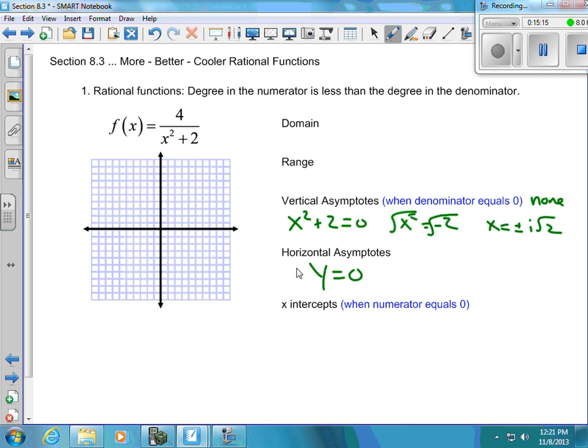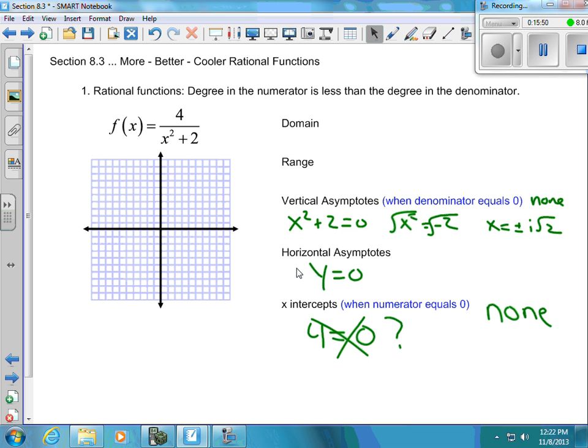X-intercepts are where the numerator equals 0. Well, the numerator is 4. 4 equals 0 does not make sense. So that would mean that there are no x-intercepts. Which makes sense. If the horizontal asymptote is y equals 0, there can't be any x-intercepts. It can't happen. If the asymptote line is the x-axis, then the graph can't also at the same time cross the x-axis. Those are contradictory of one another. Only one of those two things can happen.